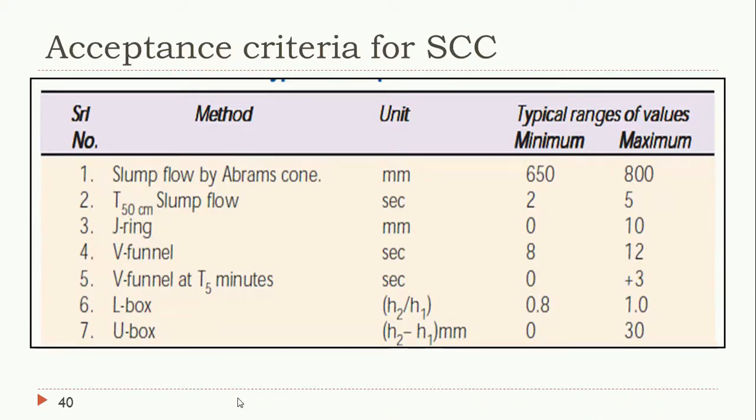And for L box, H2 by H1, that is the remaining concrete in the horizontal section divided by the remaining concrete in the vertical section, the blocking ratio gives the passing ability. The minimum is 0.8 and the maximum is 1. Within that range, we can say the concrete has good passing ability. Then U box, as we just saw, H2 minus H1 the height: if the minimum value is 0, then it has good passing ability and flowing ability of the concrete, and the acceptable maximum is 30 mm.